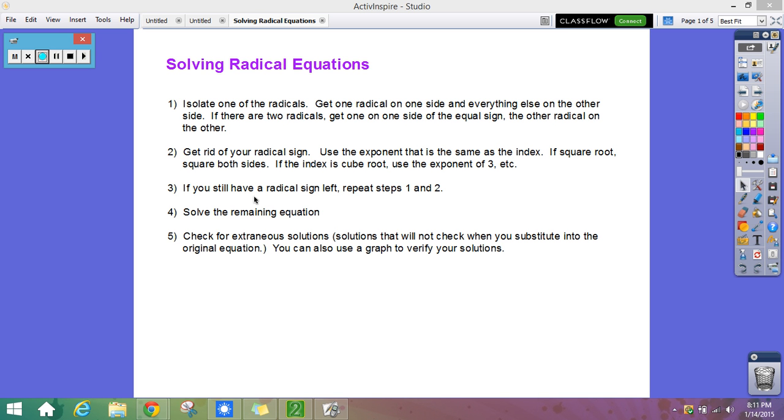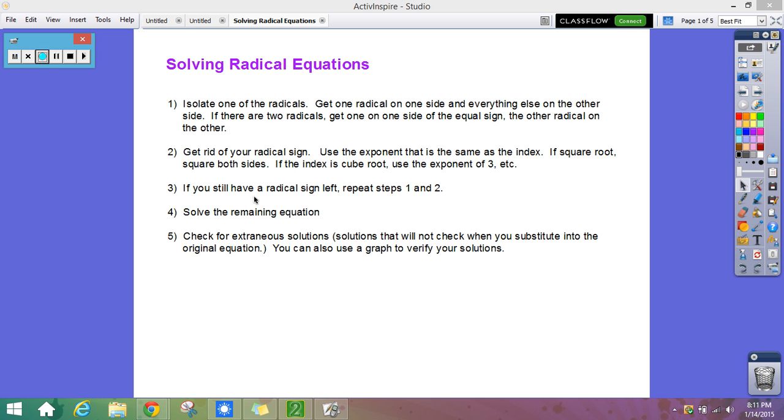Hi, this is Mrs. Boykin, and I'm discussing solving radical equations. First of all, there are some basic rules that I want to talk about, and they are listed here for you to refer to. We're going to isolate one of the radicals.